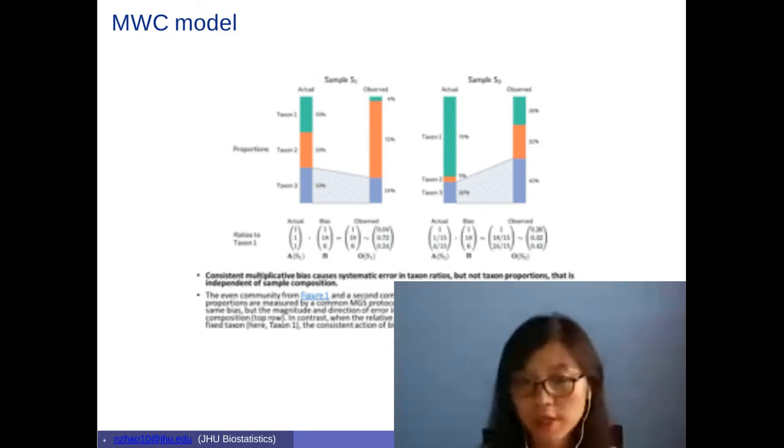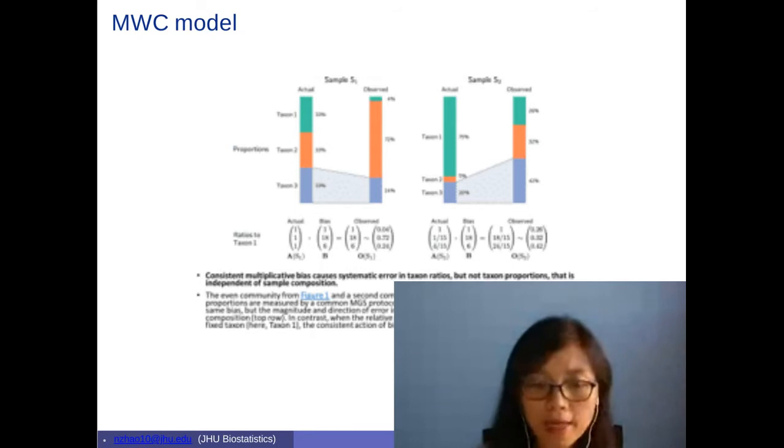This is also a toy example from their MWC paper. Suppose you have 2 samples, sample 1 and sample 2, that have 3 bacterial species, and taxon 3 has a reduced relative abundance in the true community. But because of the bias factor that is the same across the 2 experiments, you actually see an increased relative abundance in the observed data, while in the true data, there's actually a reduction in the relative abundance of taxon 3.